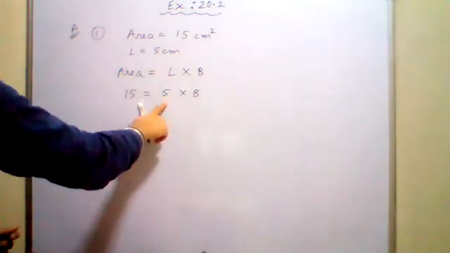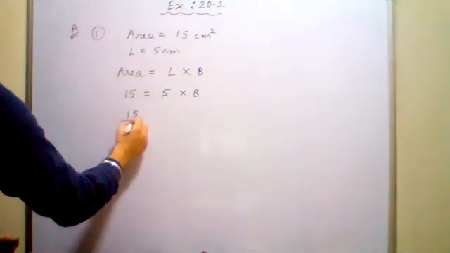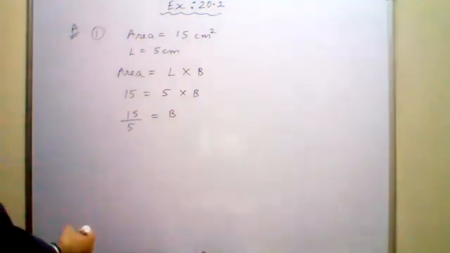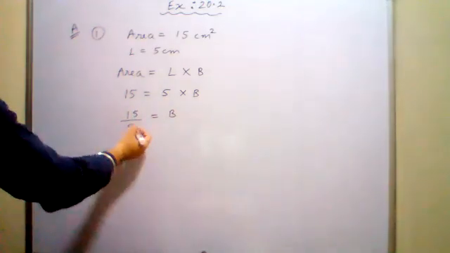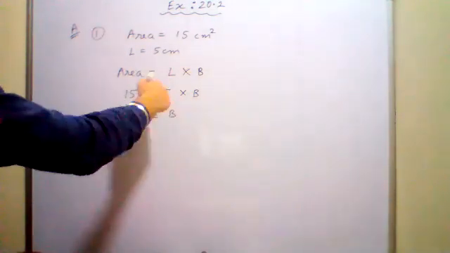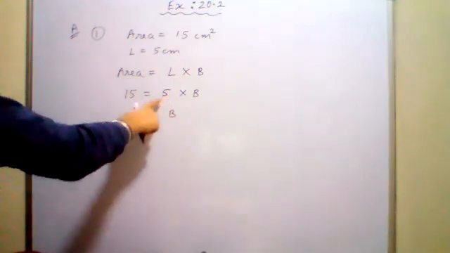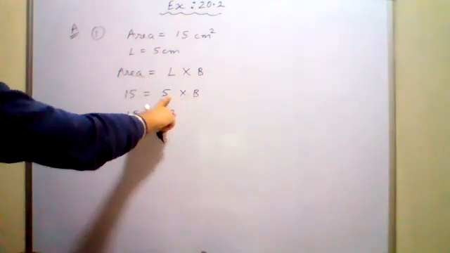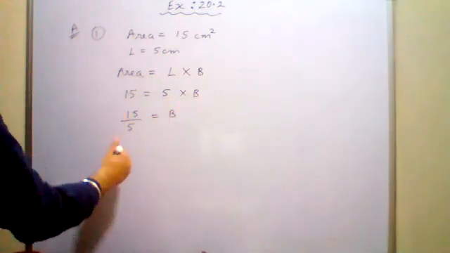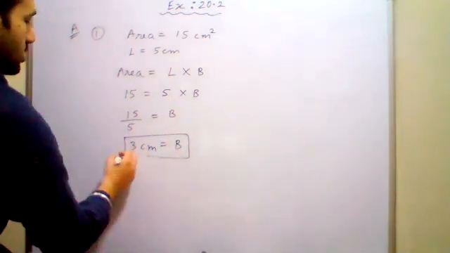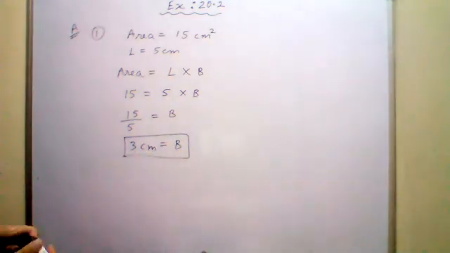So now you take this 5 in LHS. 15 upon 5 is equal to B. 5 will go in divide. 15 upon 5 is equal to B. So 15 divided by 5 is equal to what? Three. 5 is multiply. What is opposite of multiply? Multiply का opposite क्या होता है? Divide. So 5 has gone to the denominator. If a number is in multiply, it will go in the denominator. 15 divided by 5 is 3. So answer मिल गया आपको 3 centimeter equals to breadth. So what is the breadth of the rectangle? 3 centimeters. Understood, all of you?